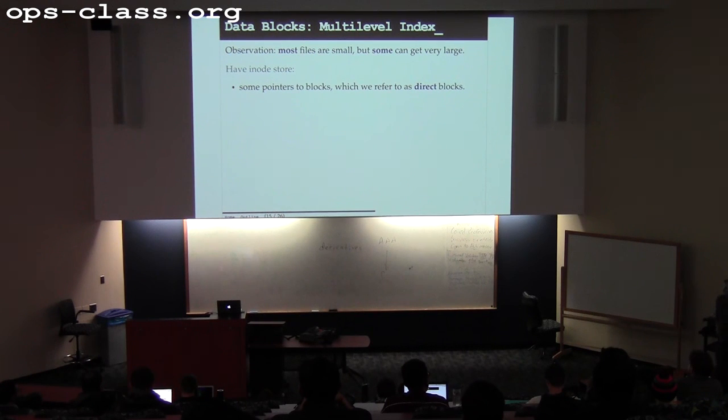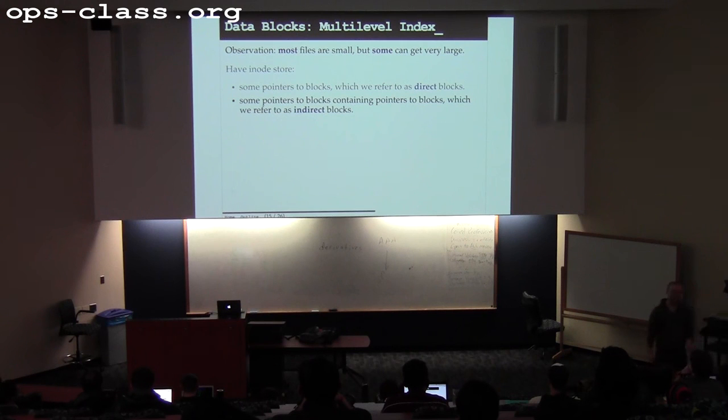It has some pointers to blocks that are data blocks that are part of the file. So we refer to these as direct blocks. The inode also can store pointers to blocks that contain pointers to blocks. So these are referred to as indirect blocks. What else do you think we can store in the inode?